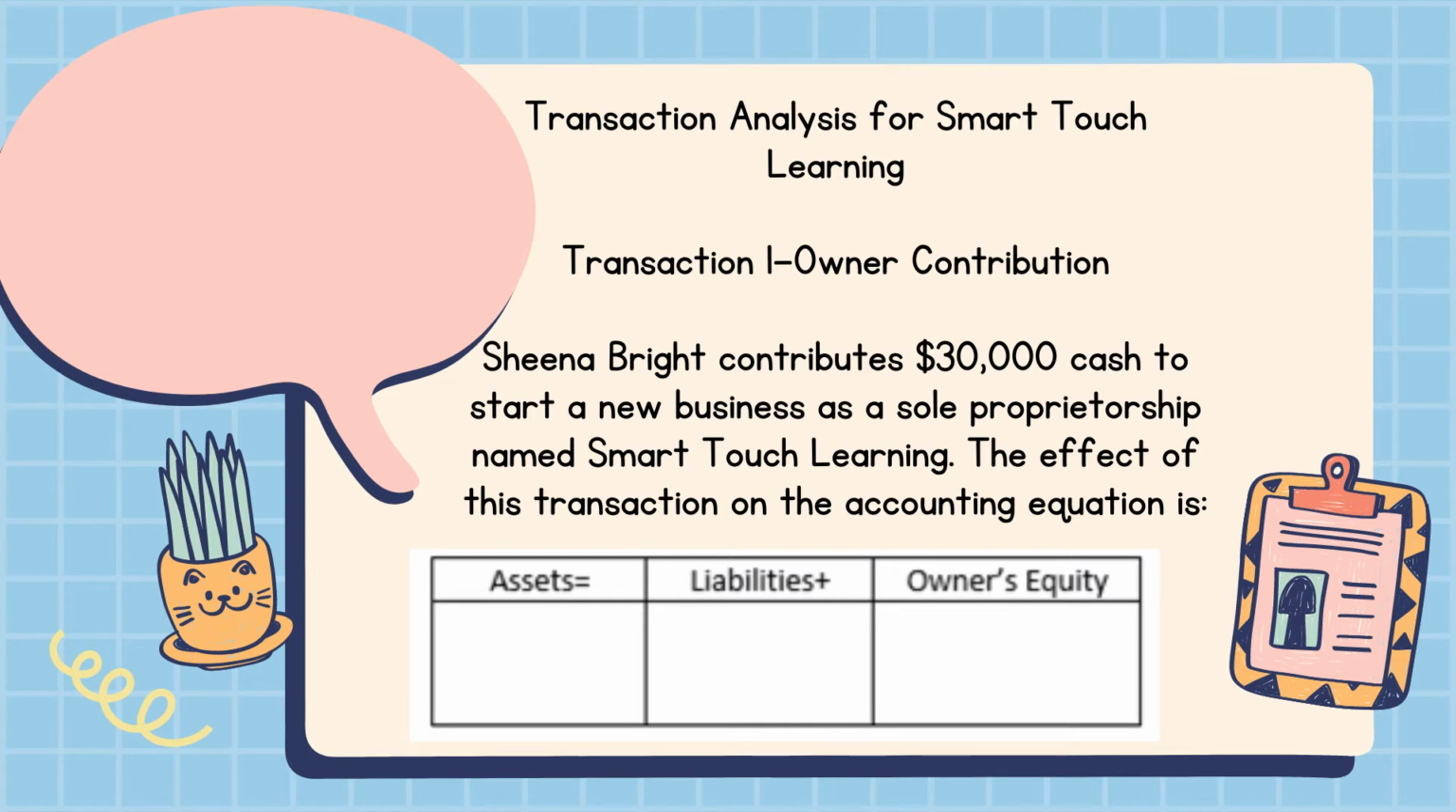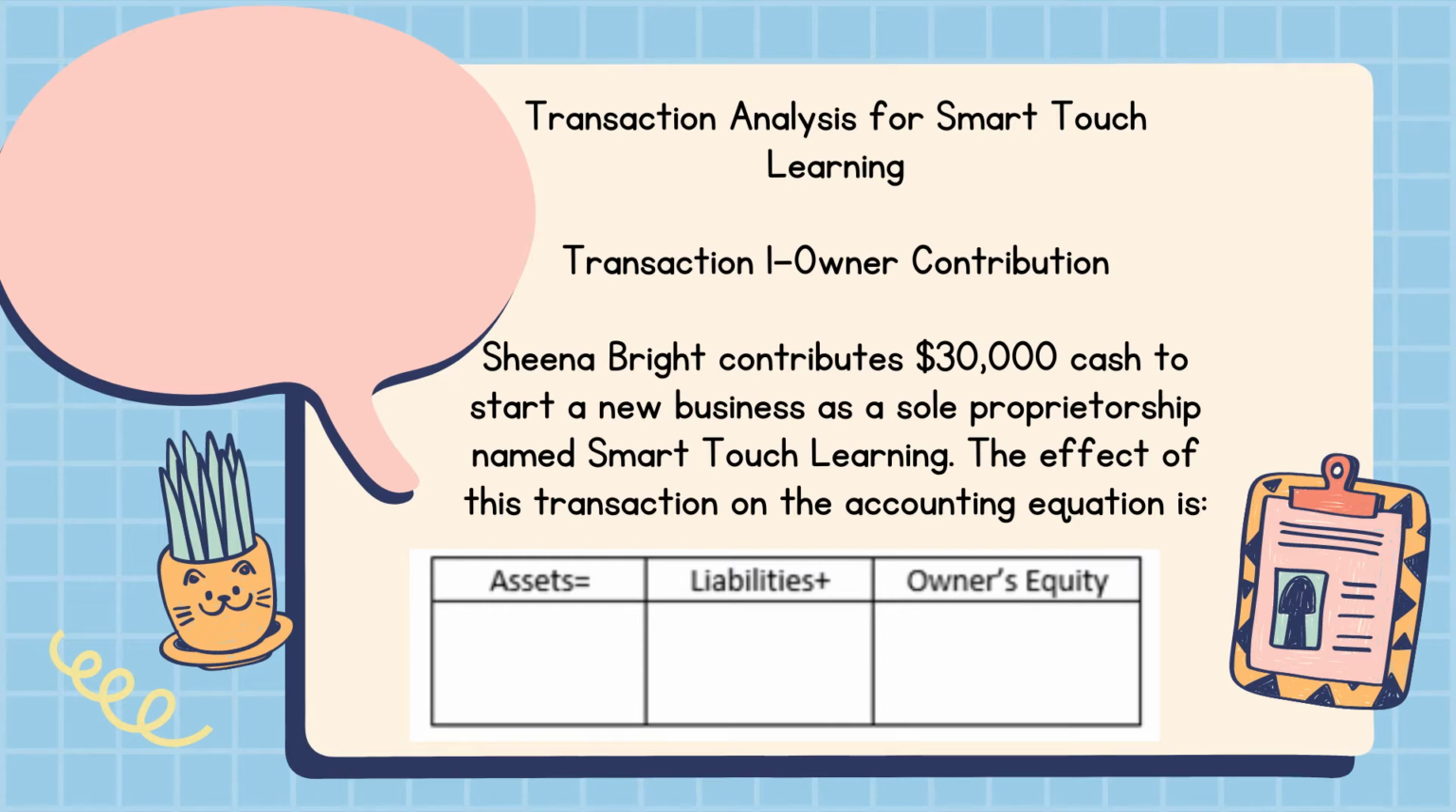Transaction analysis for Smart Touch Learning. So we'll start with this example. We're going to have 9 transactions and we need to analyze them. Analyze them, meaning we need to see the effect on the accounting equation. Transaction number 1, owner contribution. Contribution means investment, okay? Investment, so it's capital, okay? Sheena Bright contributes $30,000 cash to start a new business as a sole proprietorship named Smart Touch Learning.